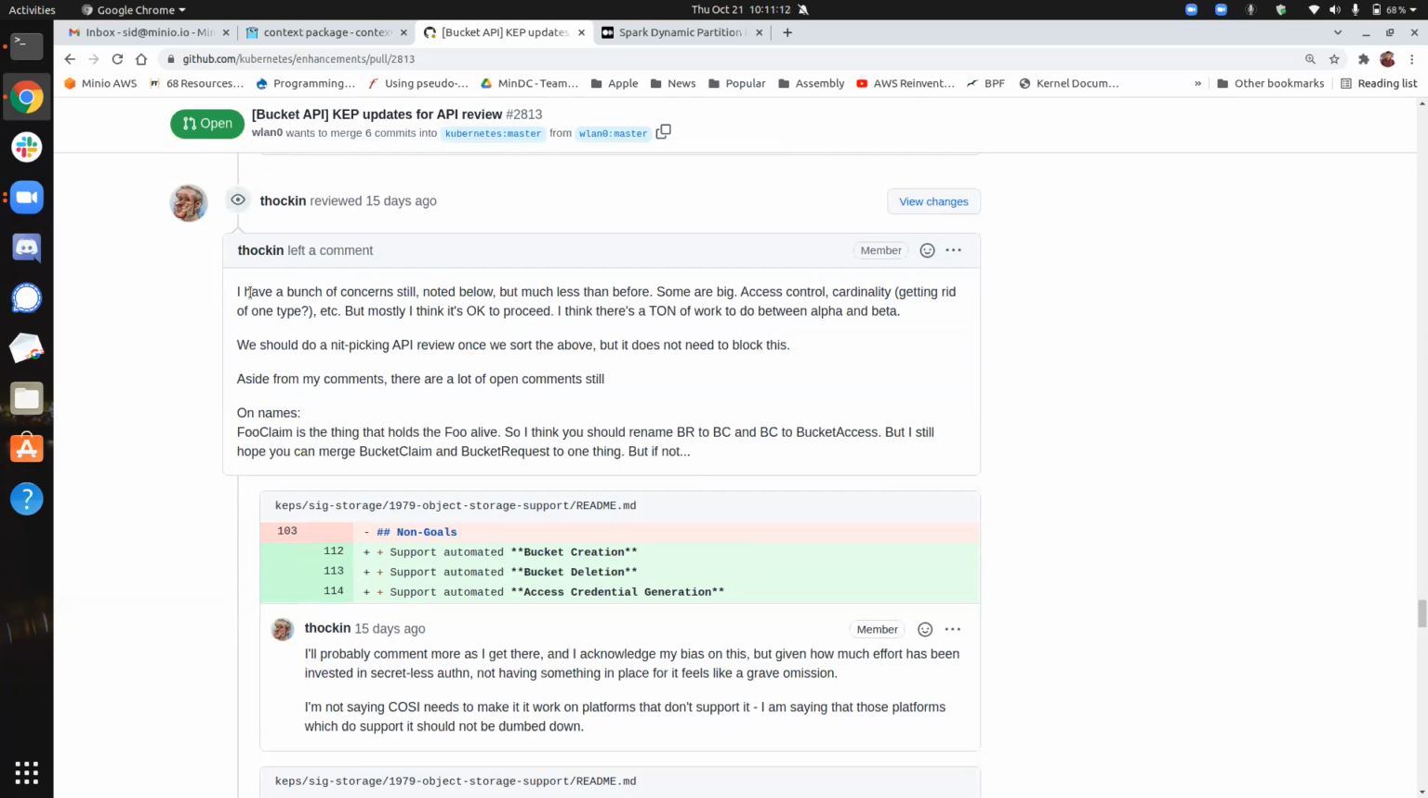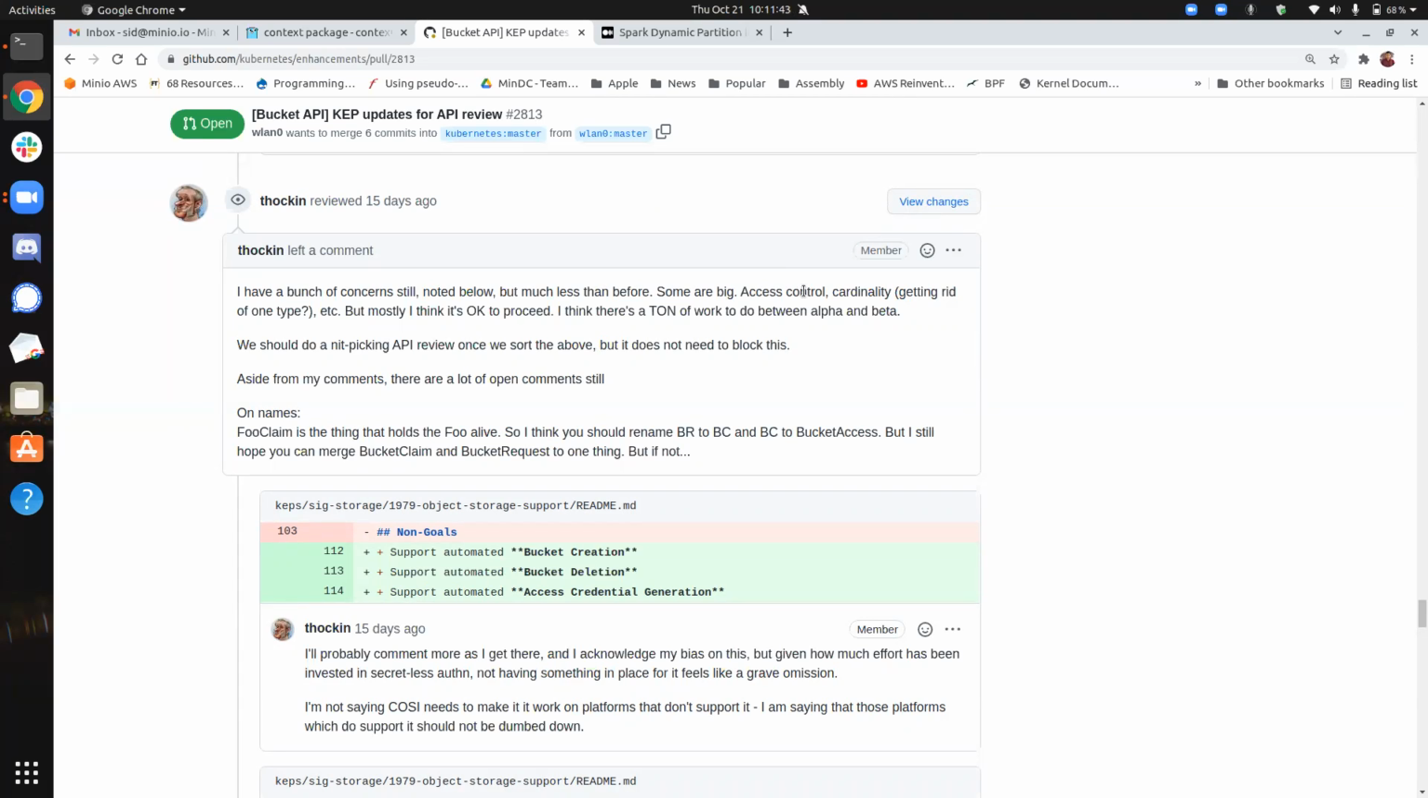Okay, so this is from 15 days ago, or 2 weeks. I have a bunch of concerns still noted below. Much less than before. Some are big. Access control, cardinality, etc. So access control is what I was saying earlier. Who gets to use which bucket class? Who gets to bind to a particular bucket if it is unbound? That's what he means by access control here.